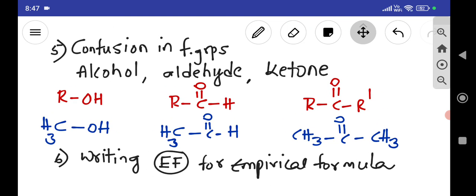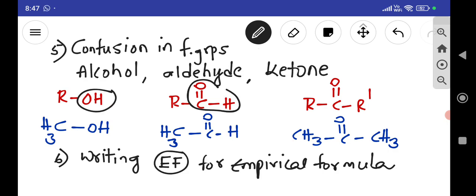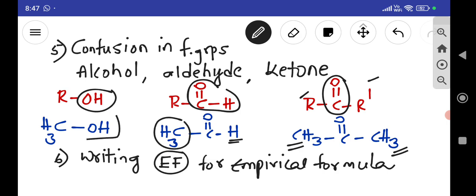Then fifth error is confusion in the functional groups. Many students will get confused with alcohol, aldehyde and ketone. See, OH group is alcohol, CHO group is aldehyde, and if carbon is on either side like this, CH3COCH3, this will become ketone, but if only one side has carbon and the other side hydrogen, it becomes aldehyde. Then, during the calculations, empirical formula must be written in full. We should not write EF like abbreviations.